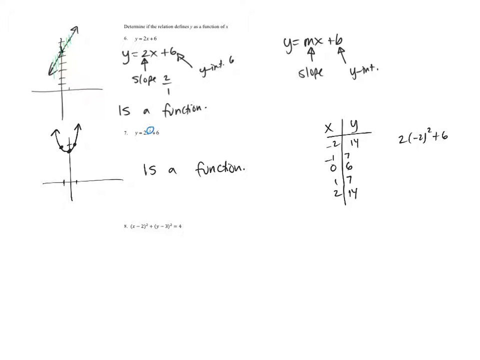And if you can't tell with an equation just by looking at it what the graph would look like, you can always make an XY table for yourself and actually give yourself a graph and see what the thing looks like. All right, now on this one we have the equation of a circle.